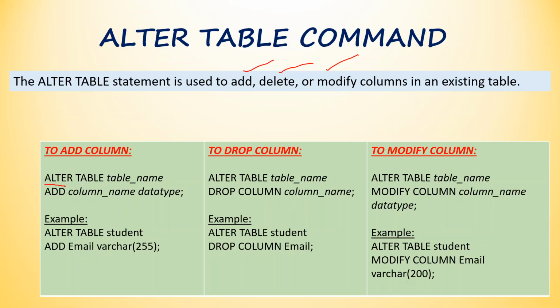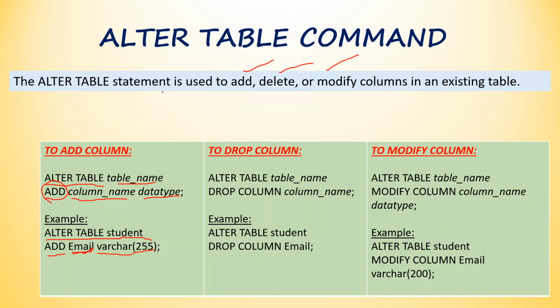The syntax is alter table. These are keywords. Here you will write the table name. Then you will write add. Add is the keyword. And then you will write the column name and its data type. It means for the new column which you are adding to the table, you will write the column name and its data type. For example, here it is written alter table student. We are altering table student and we are adding a new column to the table which is email. The attribute name is email and its data type is varchar with the size 255.